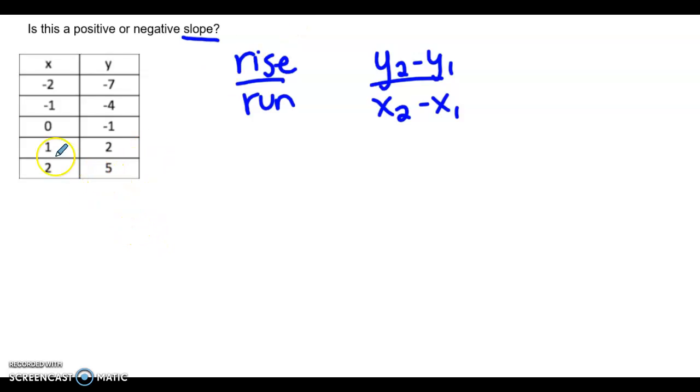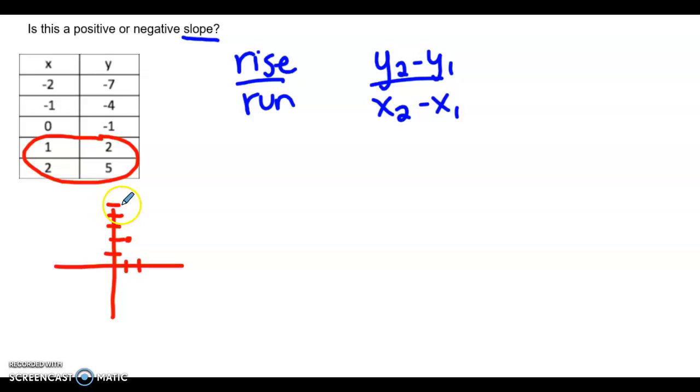So when I look at a graph, or when I look at a t-table, I like to pick numbers that are pretty and easy. So I'm going to deal with these two sets of numbers because they're both positive. It just makes my life a little bit easier if I don't have to deal with negative numbers. So if I wanted to graph those two ordered pairs, I would go to 1, 2 and put a point there, and then I would go to 2, 5 and put a point there. This would be my line. Ooh, that's kind of a bad line.